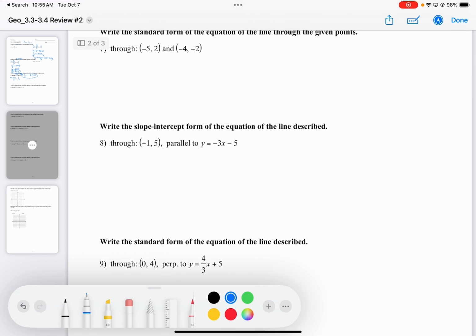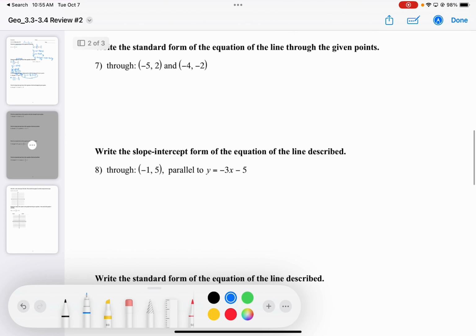All right. Standard form of the equation of that line. Okay, you can do that one. 7's a good one to do.